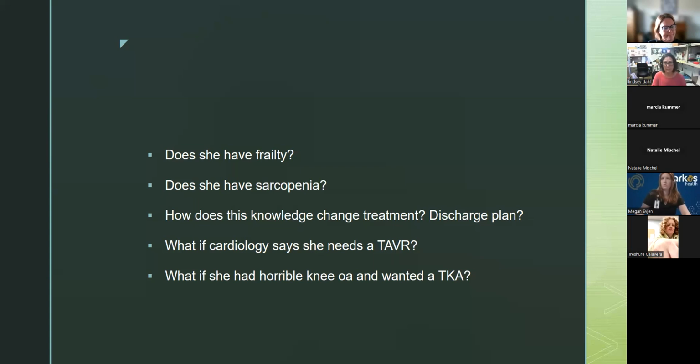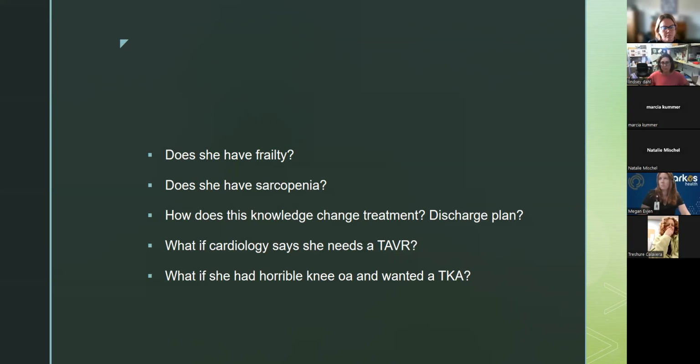What if they had horrible knee osteoarthritis and wanted a total knee or a total hip done? And I think that's the same thing. If they're frail or severely frail, you're likely to have poorer outcomes. But I think the time to do the knee surgery was before she became frail, because her knee hurt so bad that she stopped doing activity. So sometimes I think we need to intervene a lot earlier than we are to prevent the frailty from happening.